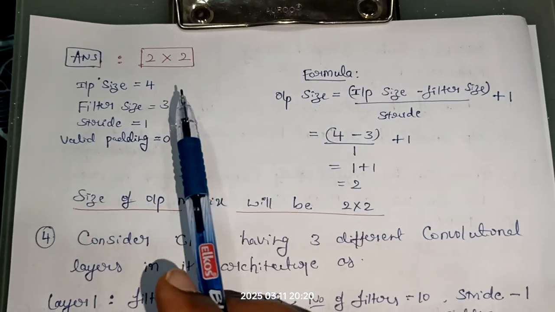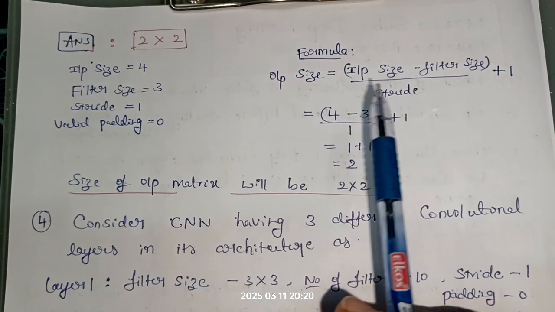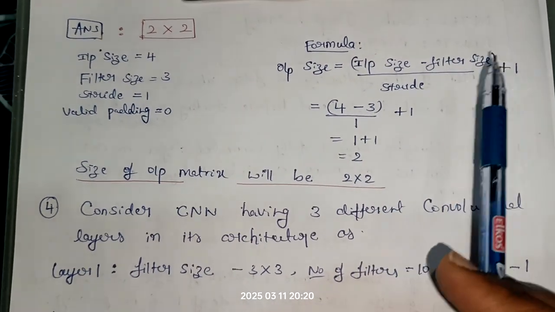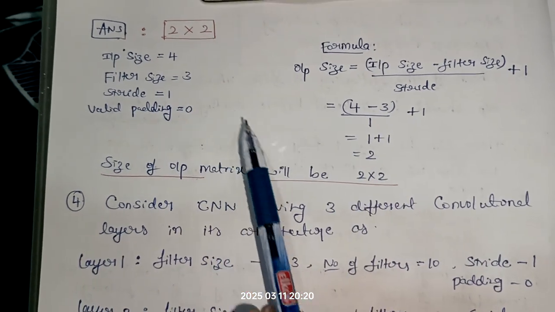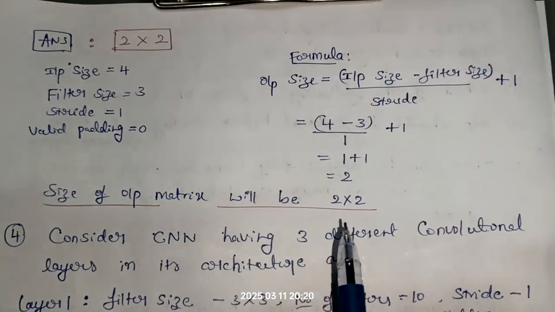The input size is 4 from the given problem, the filter size is 3, the stride is 1, and valid padding is 0. So apply the same formula: input minus filter size, padding is 0 so we do not consider it here, divided by stride, plus 1. Apply 4 minus 3 and you get 2. So the size of the output matrix will be 2 cross 2.